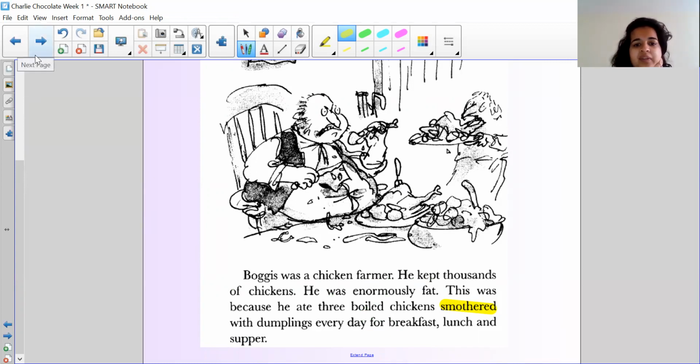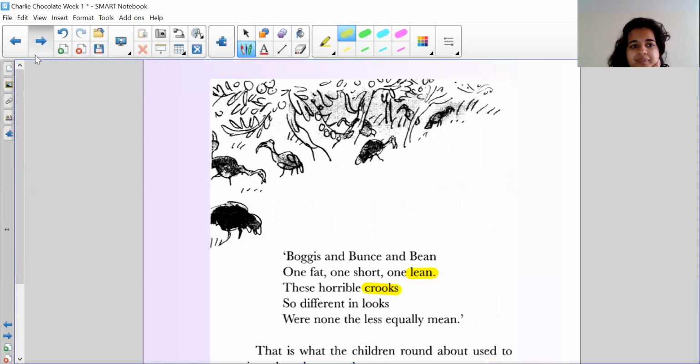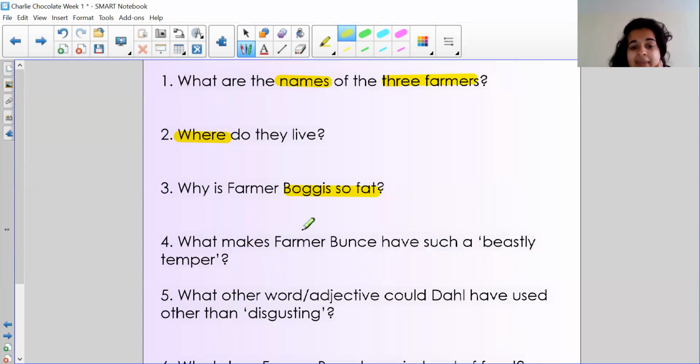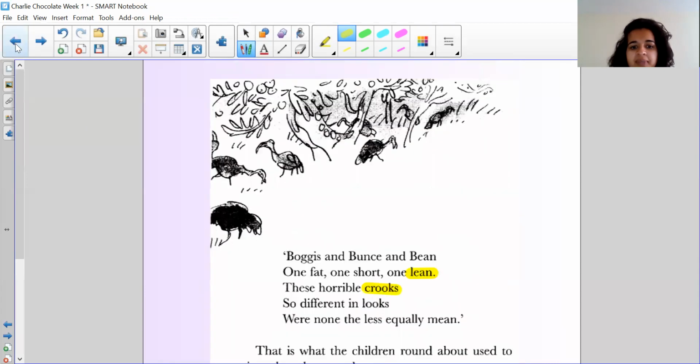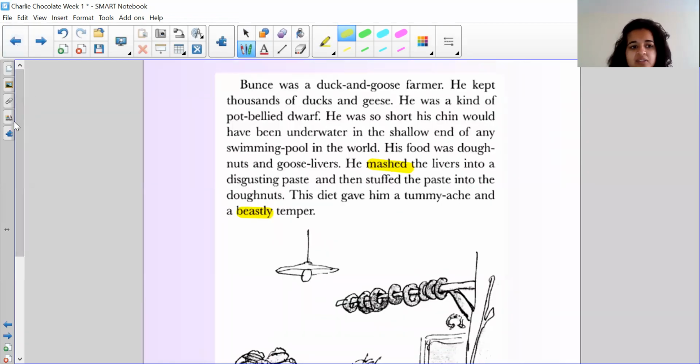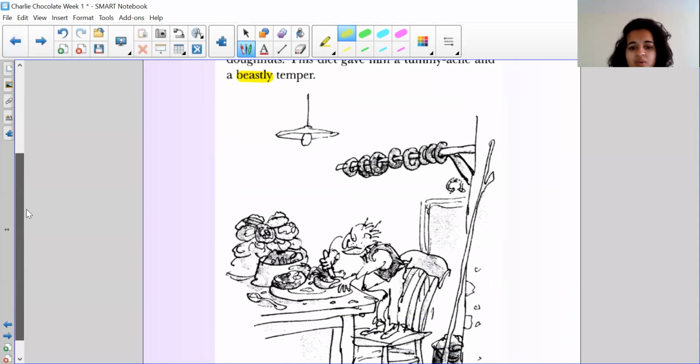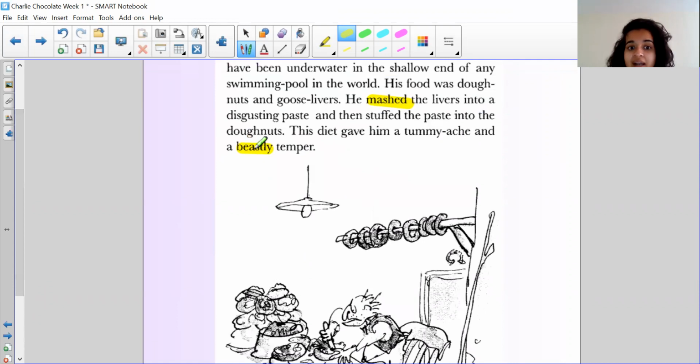Okay, next question. What makes Farmer Bunce have such a beastly temper? Now, we talked about that word beastly, where he's really angry. So let's find that word beastly when talking about Bunce. This was Bunce over here. He was the pot-bellied dwarf, as you can see. His belly's in the shape of a pot. Okay, and here we highlighted that word beastly. So what gave him that beastly temper? Why did he have that beastly temper? Okay, what was it that made him so angry?